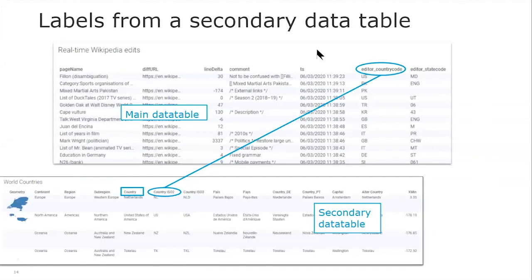So what we can do then is use another data table, in this case the world countries data set. We can use the 2-letter acronym, the editor country code, called country ISO 2 in the world countries data set, to create a match between these 2 data tables. And then we can select to use the country, which is the full country name in human-friendly spellings, available in the world countries data set.